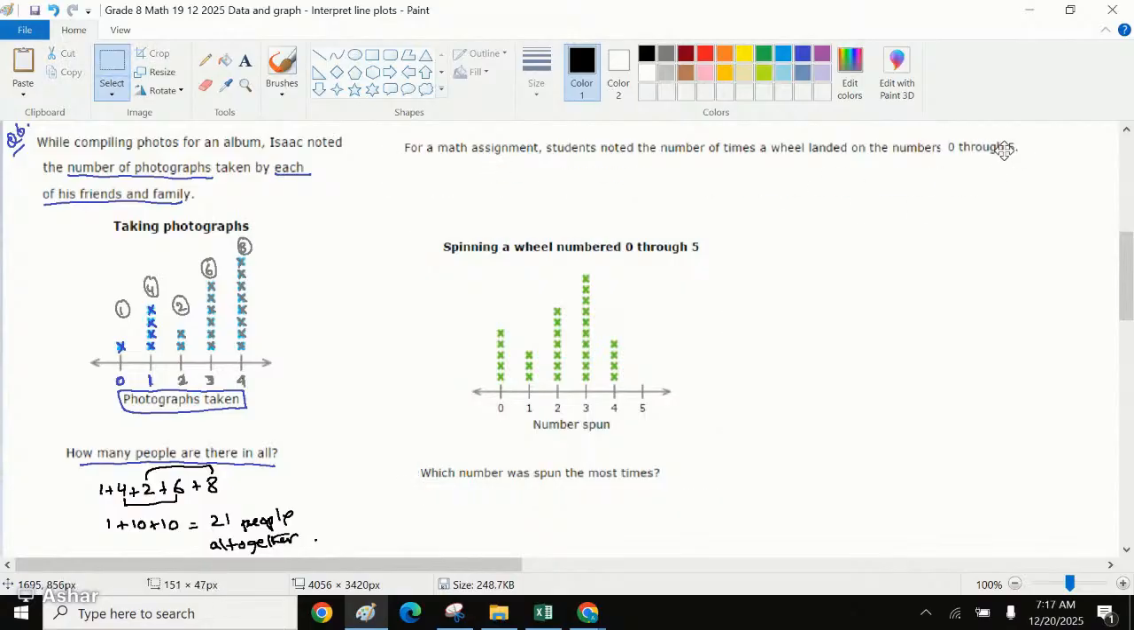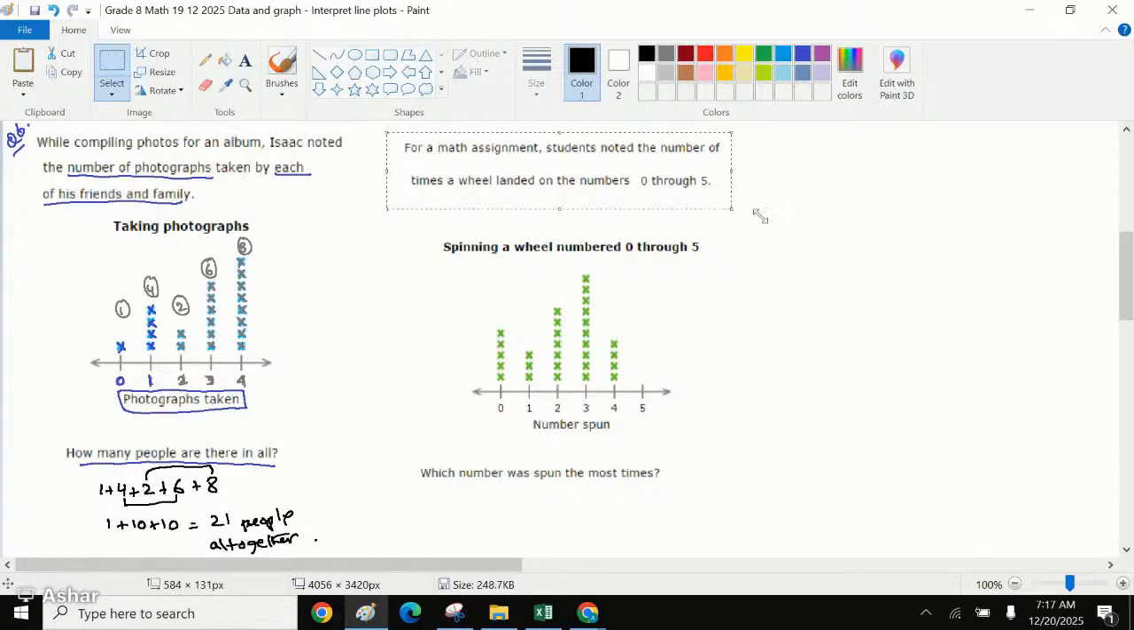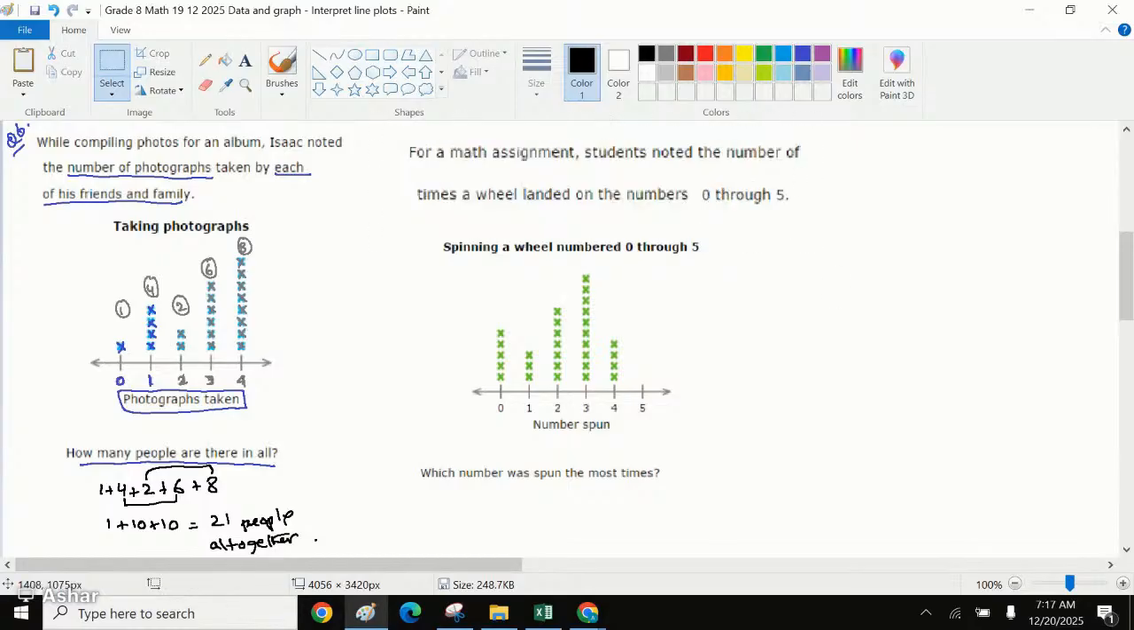Let's just put this over here and bring it down so that it is readable for us. Okay, great. So the question we have over here, question number 7, says: for a math assignment, students noted the number of times a wheel landed on the numbers 0 through 5. They are spinning the wheel and noting down the number. In the diagram, we can see they're spinning the wheel numbered 0 to 5.